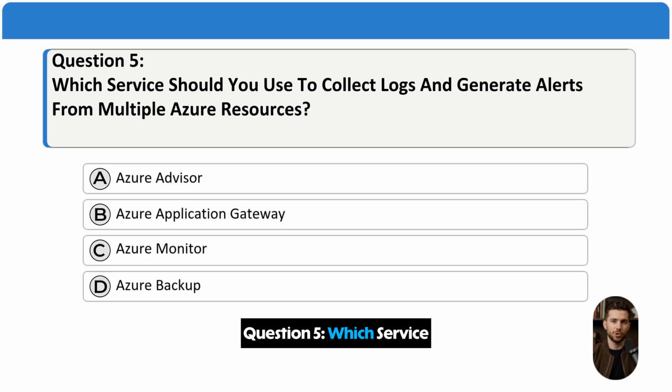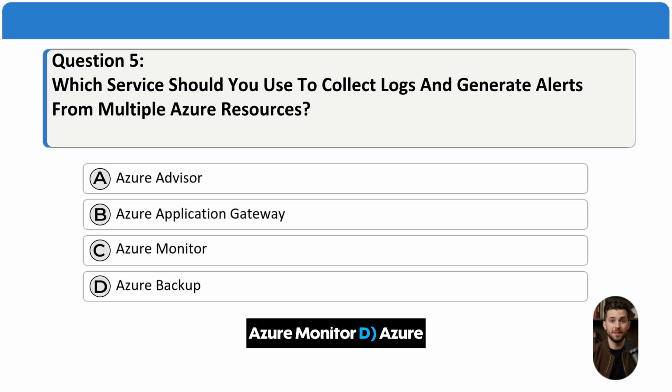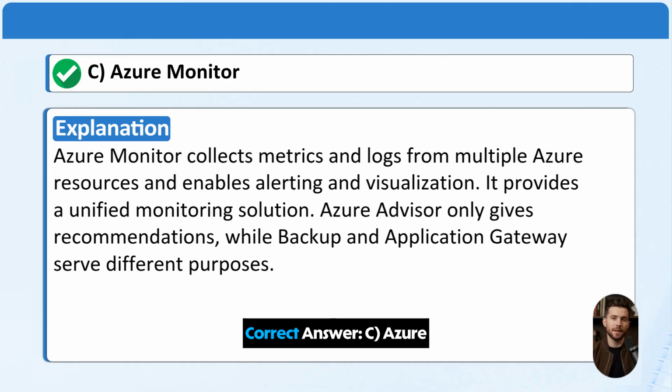Question 5. Which service should you use to collect logs and generate alerts from multiple Azure resources? A. Azure Advisor. B. Azure Application Gateway. C. Azure Monitor. D. Azure Backup. Correct answer, C. Azure Monitor.